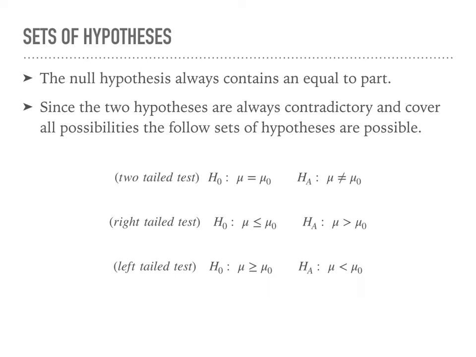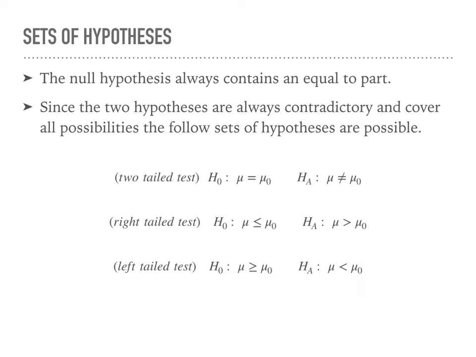Now, when you're writing these hypotheses, what's written as mu sub 0, pronounced mu naught, would be a number. Some number that you're proposing the mean is equal to or not equal to, or that it's less than or greater than, or less than or equal to, or greater than or equal to. So this would be filled in with a number.